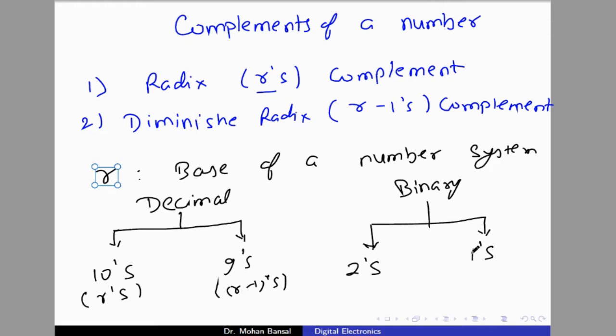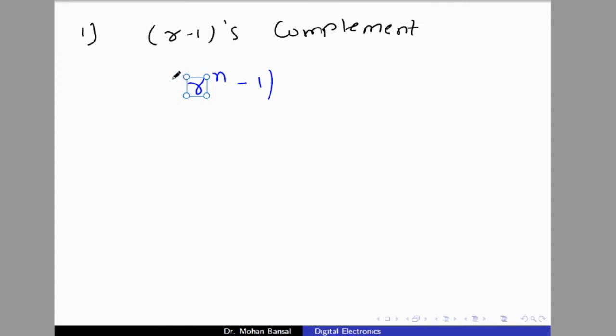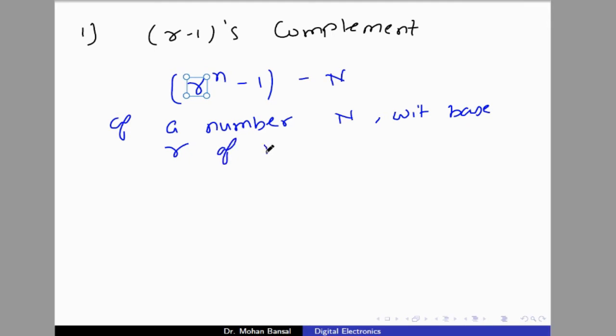Now we will see both types of complements one by one. First, we'll talk about the diminished radix or R minus 1's complement. R minus 1's complement can be computed by R raised to the power n, minus 1, minus N, if we have a number N in any number system with base R of n digits.